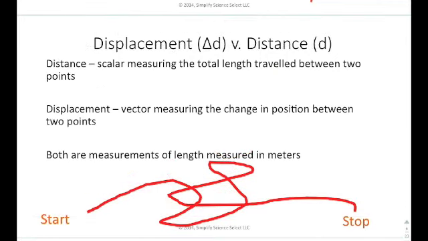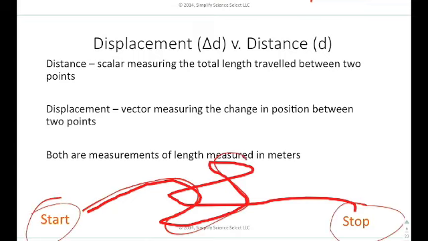Next, we need to talk a little bit about the difference between distance and displacement. Distance is the total length traveled between two particular points. So if I'm starting right here and I go to here and I do this long kind of circuitous path and I end up here, the total distance is how far my pen moved in order to get to the destination.